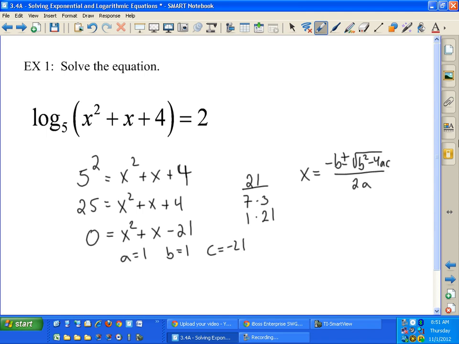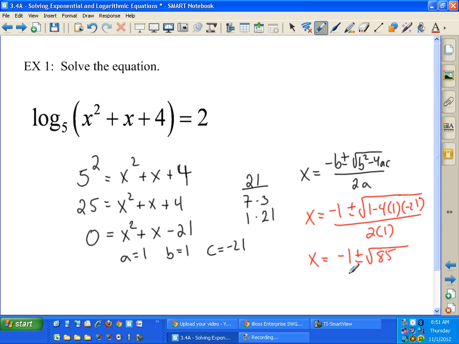So plugging in these values for x, I get negative 1 plus or minus 1 squared is 1 minus 4 times a times negative 21. Make sure you're keeping signs, all over 2 times 1. And so x will equal negative 1 plus or minus the square root, that's 84 plus 1, so 85, over 2. And so those are my two solutions for this problem when I solve the equation, and that's what I was looking for.